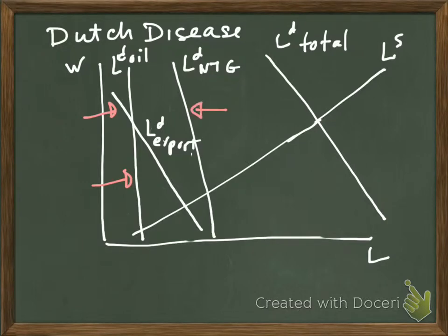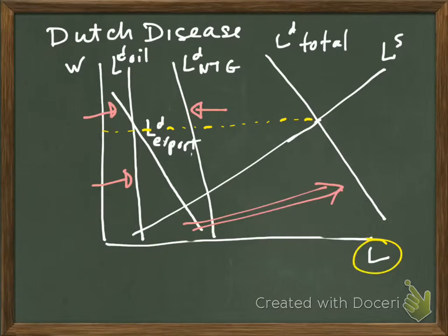And we add up all those three labor demands and we get the total labor demand, and together with total labor supply, that gives us the equilibrium wage. So we might have an equilibrium wage given by this dotted line. Then we look back on the equilibrium wage and see how much labor, remember we're measuring labor here on the x-axis, so we see how much labor would be allocated to each one of the sectors.